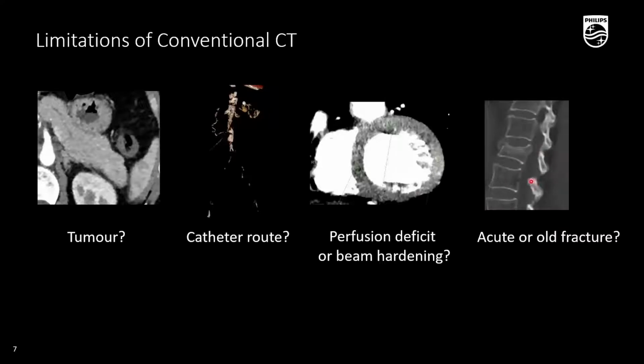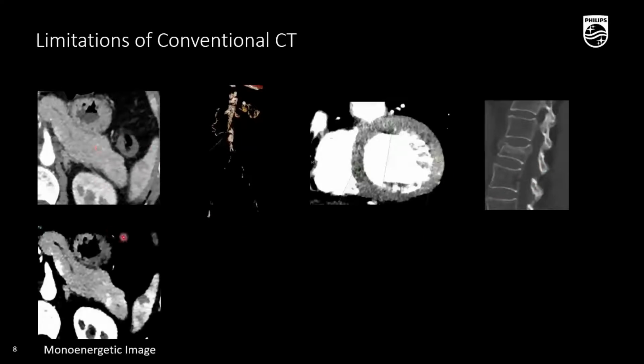And as I mentioned with the fractures, is it acute or is it old? Does it need to be operated on? So back to this question, we can add spectral imaging to give more diagnostic security or certainty. Here is what's known as a monoenergetic image. It's in this case a low energy image. And when we have lower energy x-rays, the attenuation differences between tissue become higher. And here now we can see in this area, this hyperattenuated region that wasn't visible before.